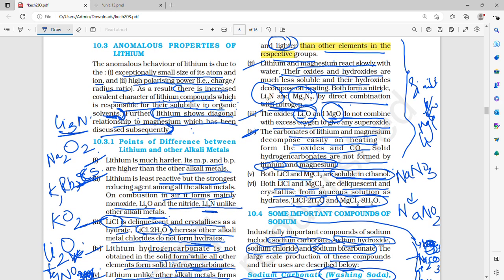Anomalous properties of lithium. The anomalous behavior of lithium is due to, firstly, its exceptionally small size of atom and ion, and secondly, its very high polarizing power, that is the charge by radius ratio. As a result, there is increased covalent character of lithium compounds. We saw that lithium iodide is the most covalent halide. The increased covalent character of lithium compounds is responsible for their solubility in organic solvents.